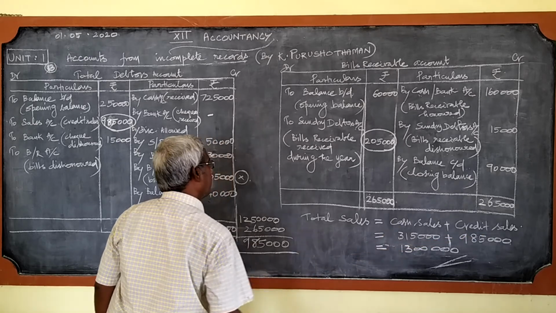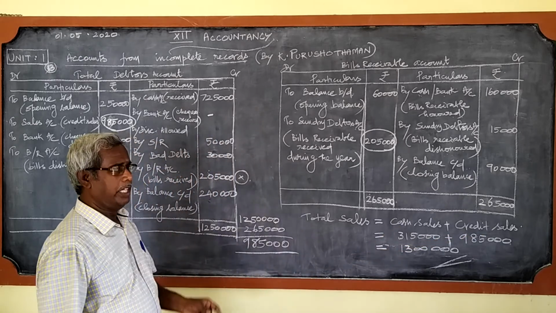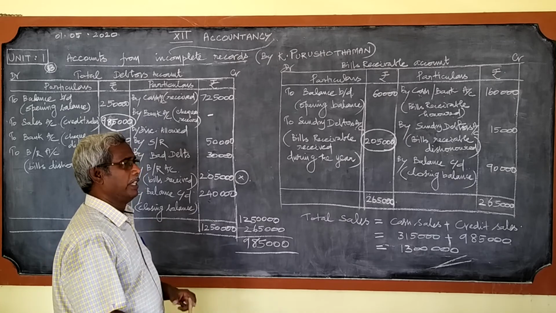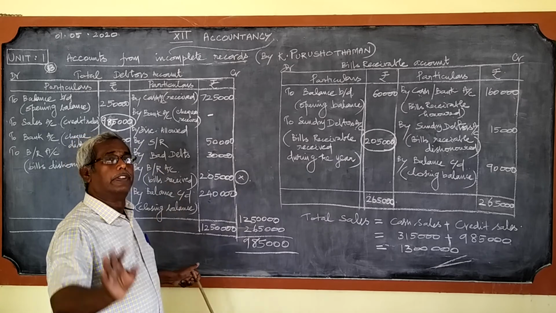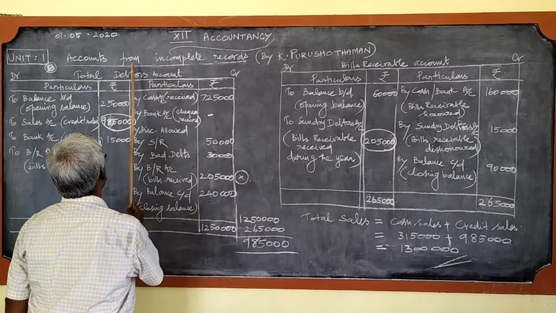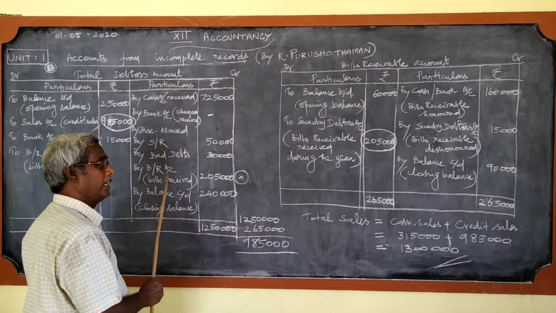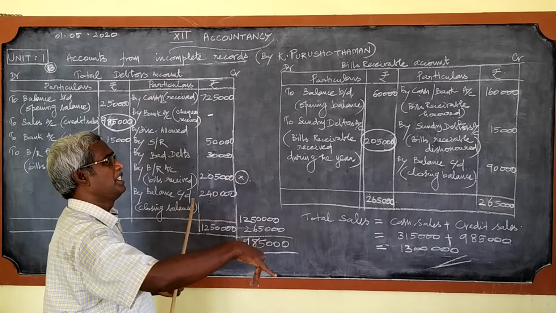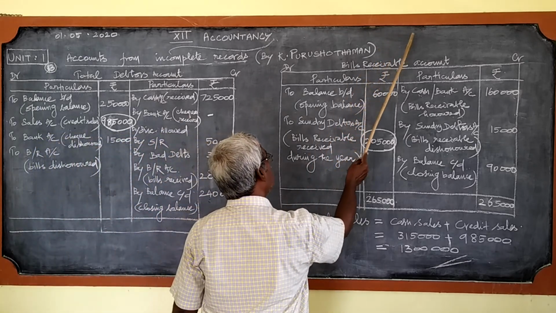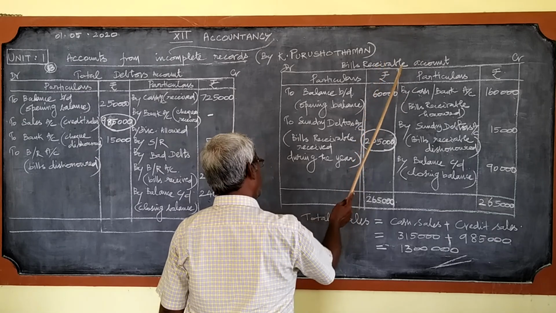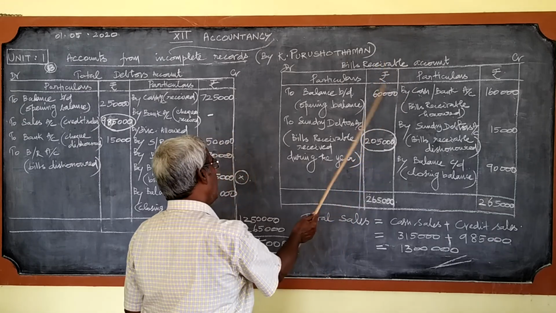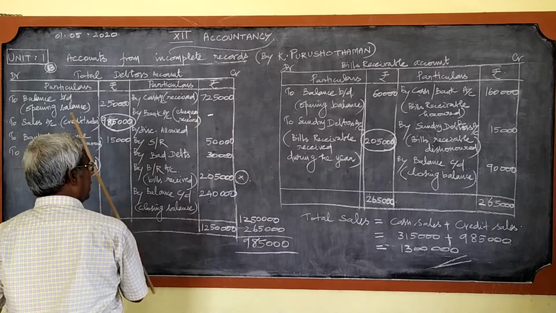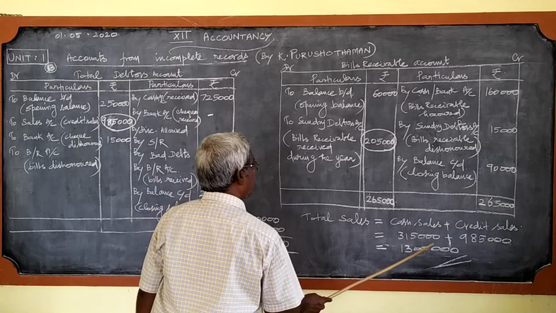So once you read the problem, you should decide first what you must do. Our intention is to find the credit sales. To find the credit sales, we shall use the total debtors account format. In the total debtors account format also, the bills received is missing. So to find the bills receivable received, you use the bills receivable account. Using this bills receivable account, you find the bills receivable received, and you substitute the value here. Then you find the credit sales, and you take the credit sales there. You can find the total sales. Thank you.